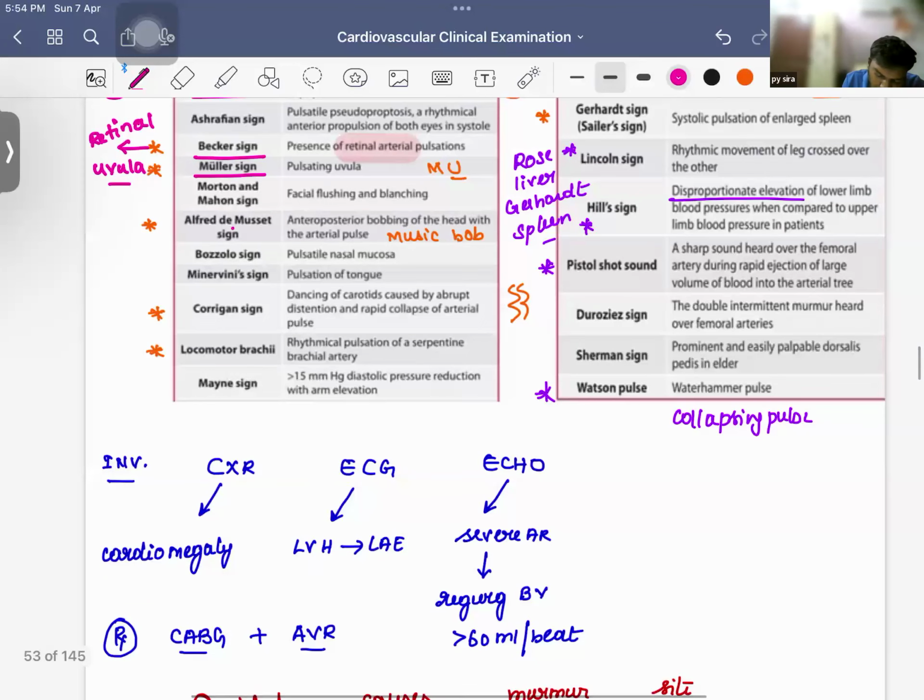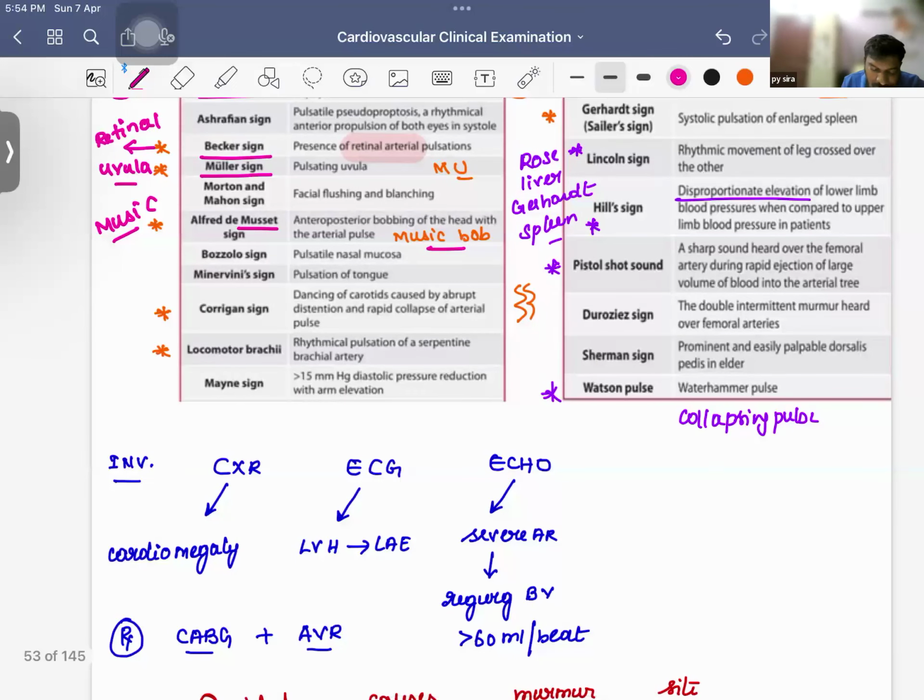Then Musset sign. The patient keeps shaking his head as if to music. Every time for the cardiac contraction the head bobs. That is called Musset sign. Then Corrigan sign, which is called dancing carotid. The carotid feels like dancing. With each contraction there is a distension and collapse of the carotid.